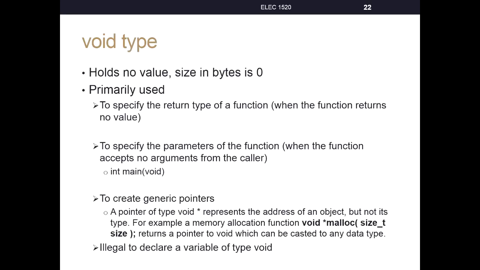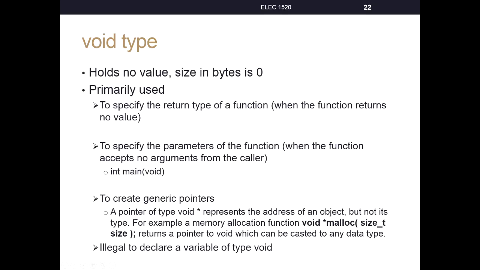Okay, our final data type. So we had talked about the family of floats and the family of integers. There is a void type. So it holds no value. Its size in bytes is 0, meaning if you declare something as void, it does not occupy any memory. So that's why we say its size in bytes is 0, and we can't store anything in it if it doesn't occupy any memory. It's primarily used to specify the return type of a function when the function returns no value. We'll learn about functions later.